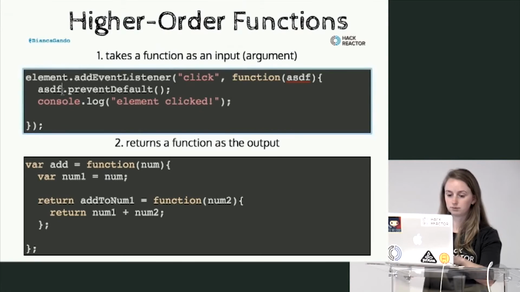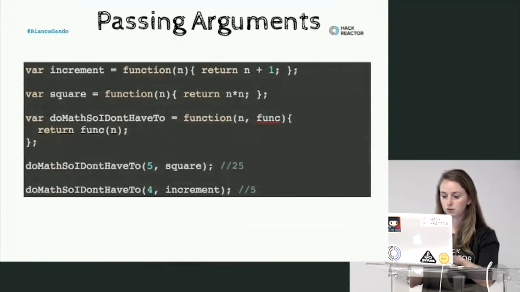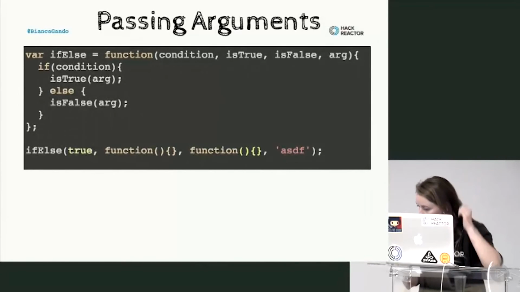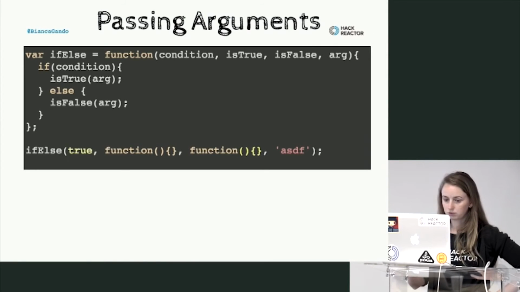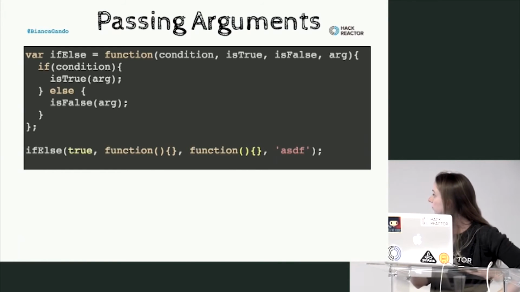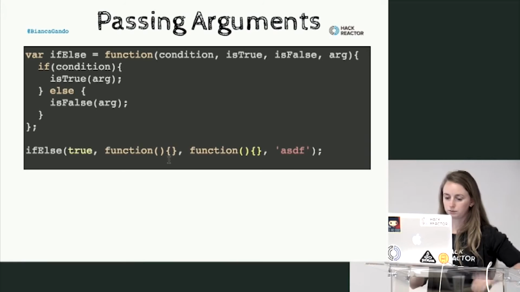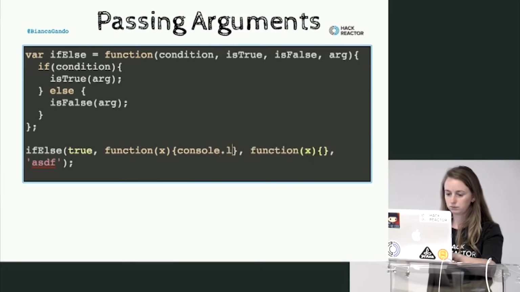The question is, how does arg get passed to is true and is false if the parameter is only set on if else? The function definition would have to take a parameter and then use that parameter in its definition. Or you'd have to use the arguments semi-array to get access to it.